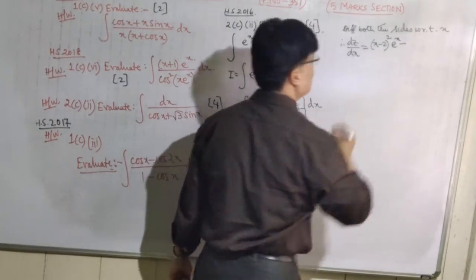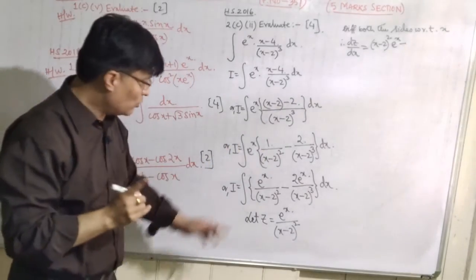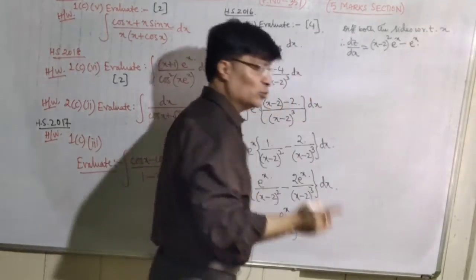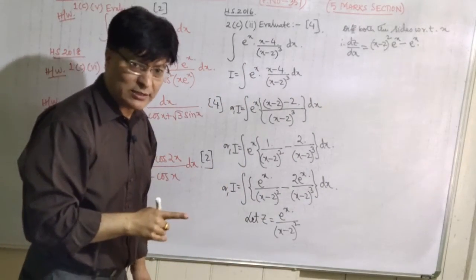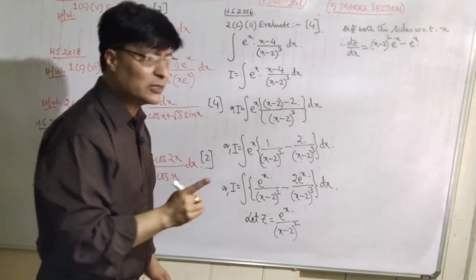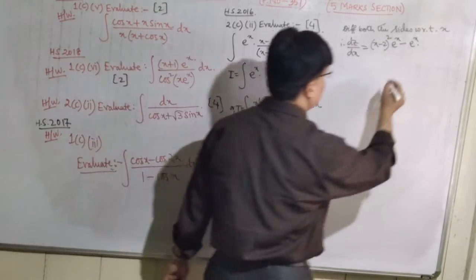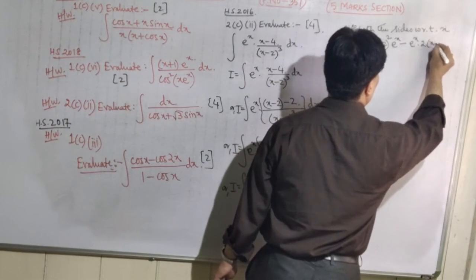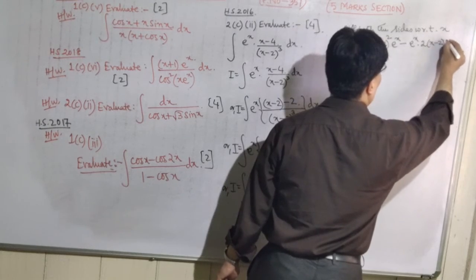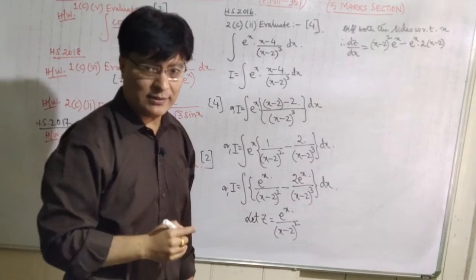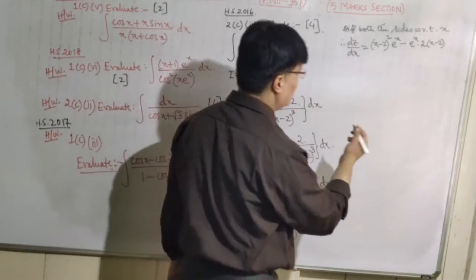E to the power x minus, now numerator e to the power x is kept as it is, into, take the differentiation of the denominator. What is the differentiation of x minus 2 whole square? It is 2 into x minus 2 whole to the power 1 into, what is the differentiation of x minus 2? That is also 1. Okay, so into 1, you don't have to write it.